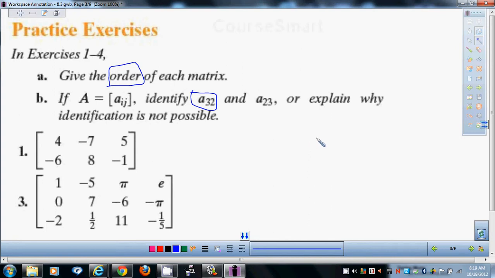All right. So I need to find the 32nd element in matrix A. So row, column, third row, second column. Are there 3 rows in my first matrix? No, so there's none for the A32. It doesn't exist. What about 2, 3? Second row, third column. A23 for the first matrix is negative 1, and that's all you need to put.